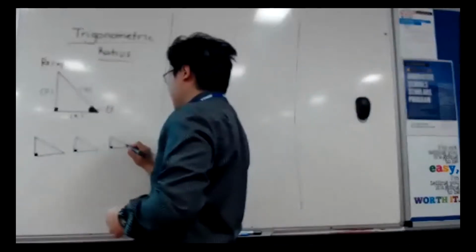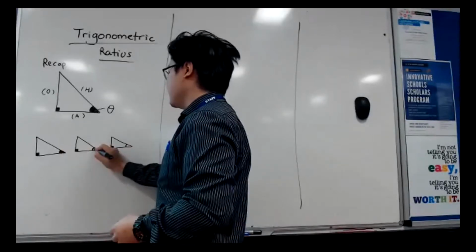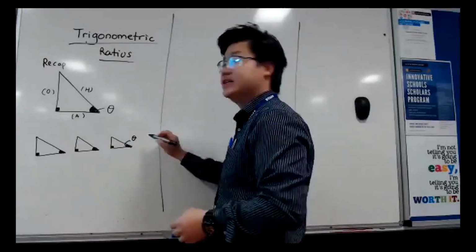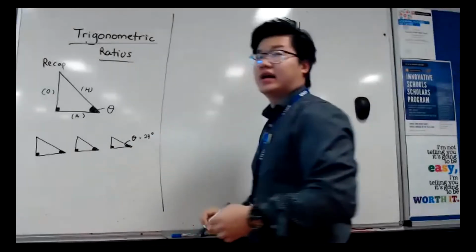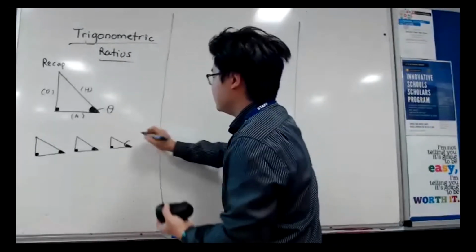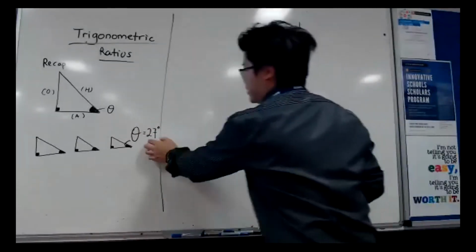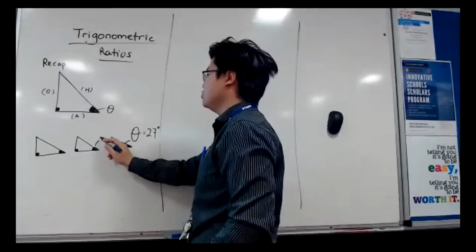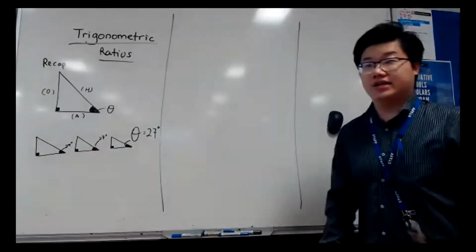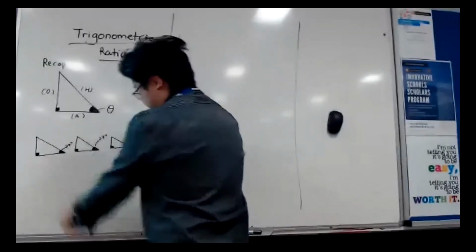As you can see, all the reference angles are exactly the same. Let's say, for example, the reference angle is 27 degrees. Make it bigger. So theta is 27 degrees, meaning the reference angles are all 27 degrees. That means their angles are the same, except the sizes are different.